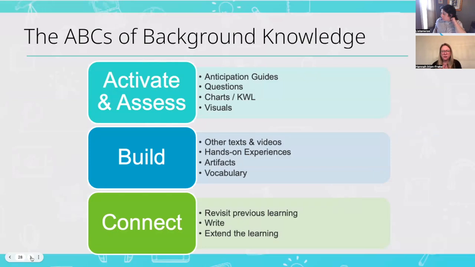This chart comes from the work of Nancy Hennessy. This is her ABCs of background knowledge, and she organizes it into three components to really be thinking about. It's the most helpful way I've come up with to talk about all the parts of background knowledge. So the A stands for activate and assess.